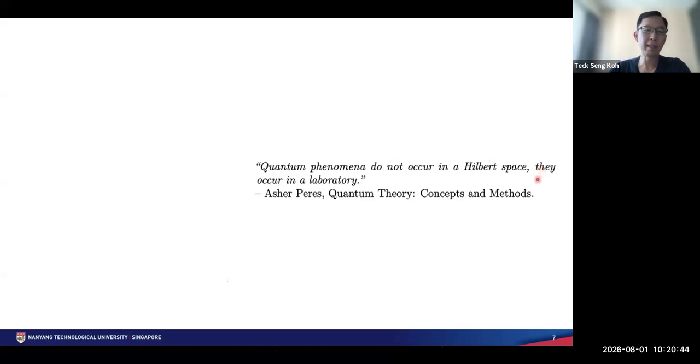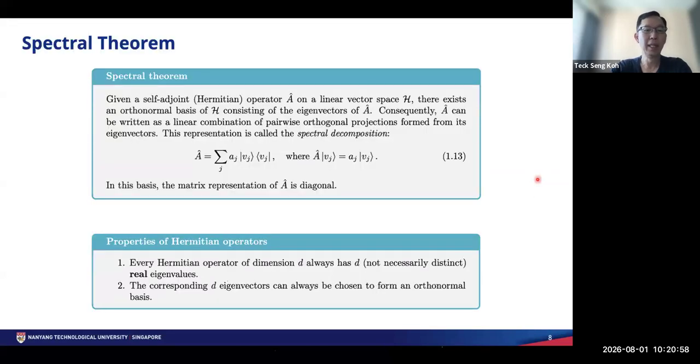So by saying this, I think what Asher Peres is trying to pin down is the fact that you need to have experimental or empirical evidence for your theory. So what is this theory? Now, I won't go through the full theory of quantum mechanics, but I'll pick some interesting ones that are relevant for today's talk that is trying to answer the questions we just talked about.